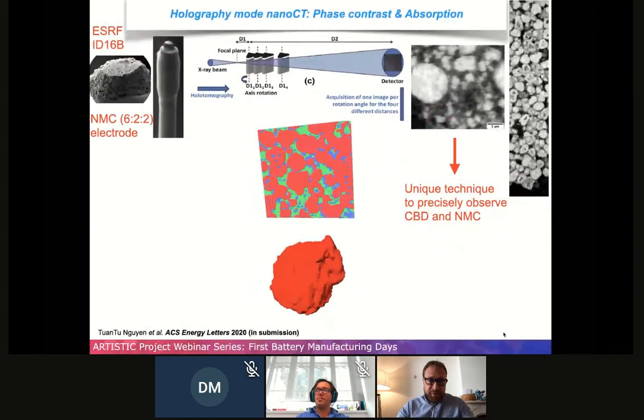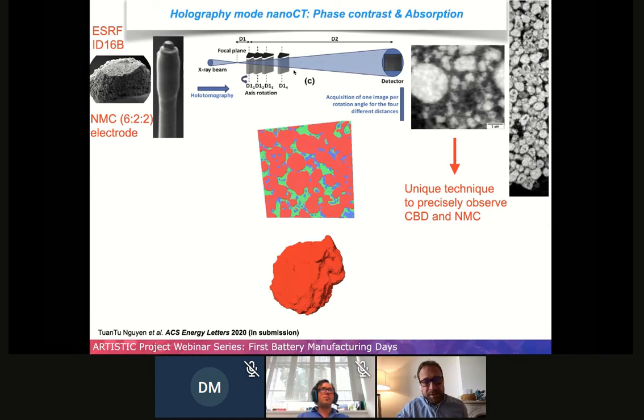These two techniques, absorption and Zernike, are very interesting, but they are more or less separate techniques. So here I will present a holography technique. This technique tries to correlate or combine these two approaches, the phase contrast and absorption. The principle is this one. You make the acquisition of tomography at different distances. For each distance, you have a shift of the phase of the waves. And you have four different phase shifts.